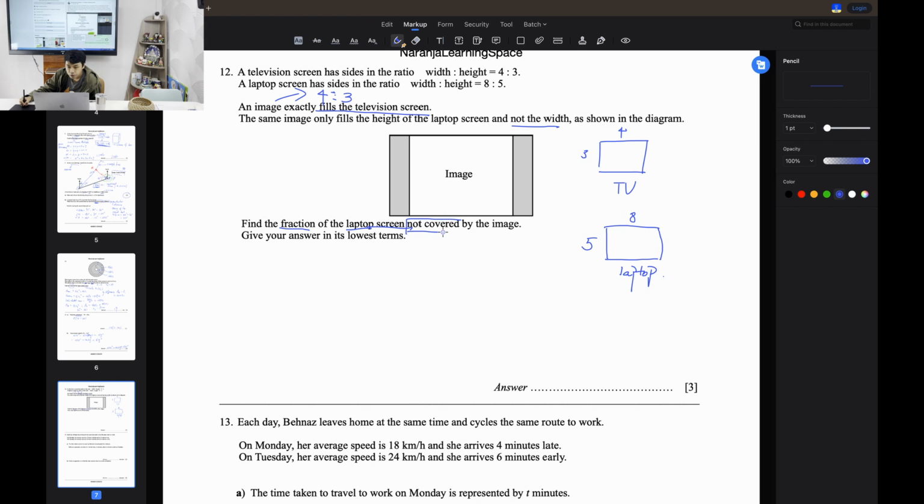Okay. When we talk about this fraction, right, basically this fraction is a ratio. Ratio of what? Ratio of the not covered area. Okay, remember this area. Okay, not the length or anything. Okay, not covered area divided by total area. Okay, this is what we are looking for. Okay, be mindful of this. So first of all, we need to deal with this 4:3 and 8:5.